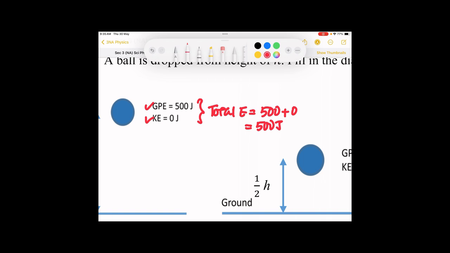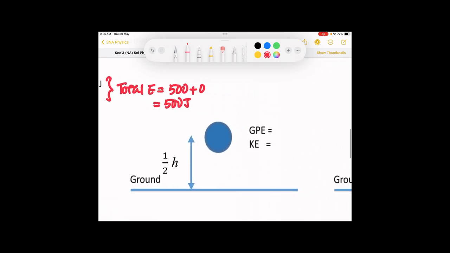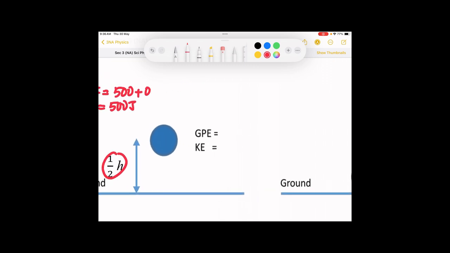Now, as you progress in this question, you will notice that this total energy remains the same, but there can be an exchange between the GPE and the KE. Okay, so let's see how it goes. Now the object falls to half the original height. So that also means that the GPE has been halved. So let's calculate here. GPE is half times the original 500. That gives me 250 joules.